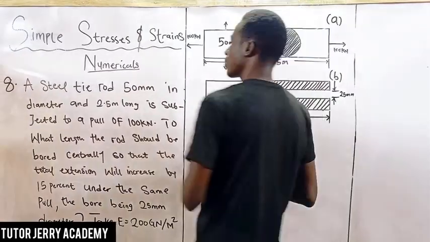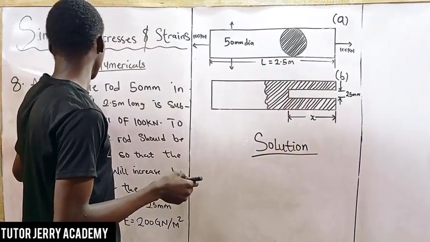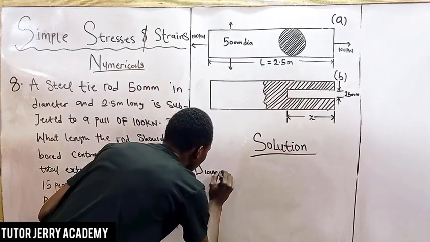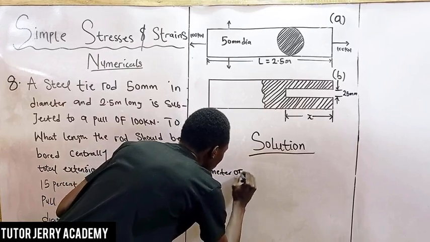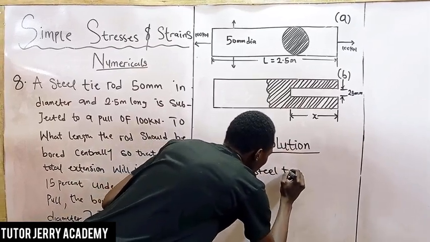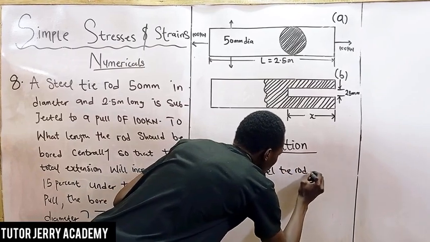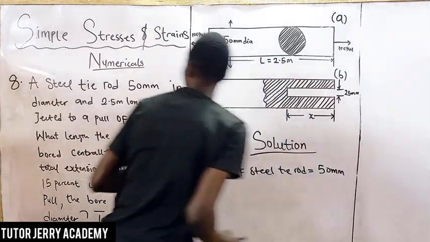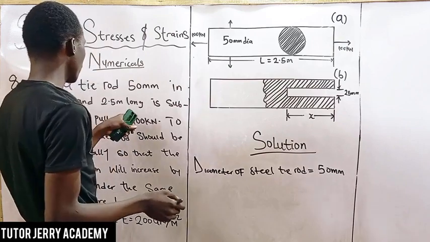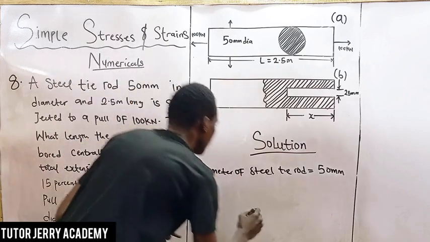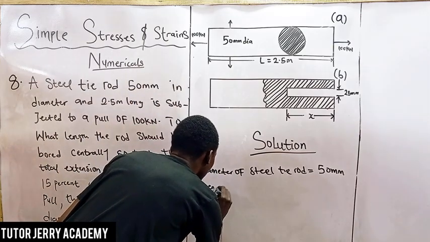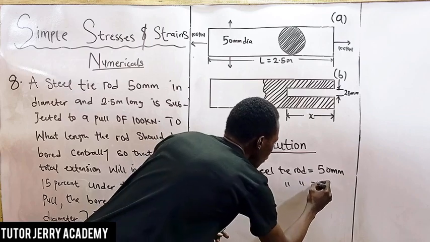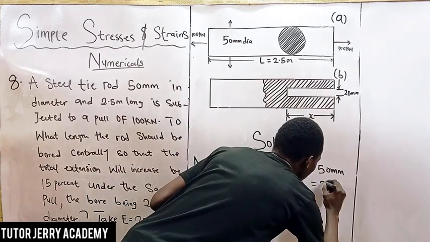Now let's bring out the parameters of this question. We're told that a steel tie rod 50 millimeter in diameter. So we have diameter of steel tie rod equal to what? To be equal to 50 millimeter. Next, what do we have? We have 2.5 meter long. That is the length. Of course, the length of the tie rod equal to what do we have? We have 2.5 meter.